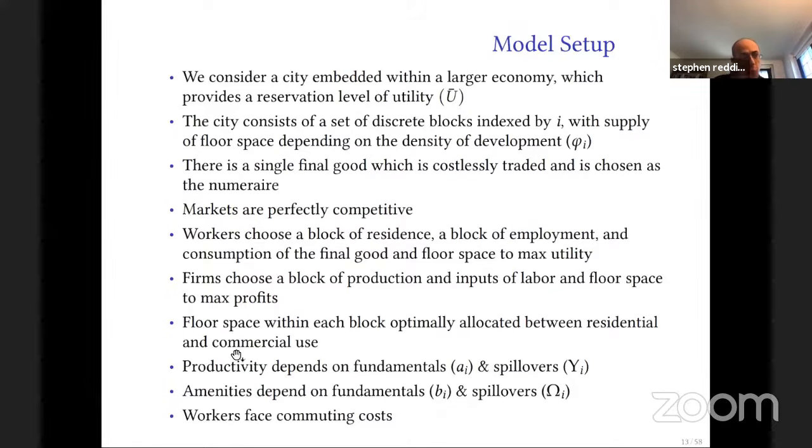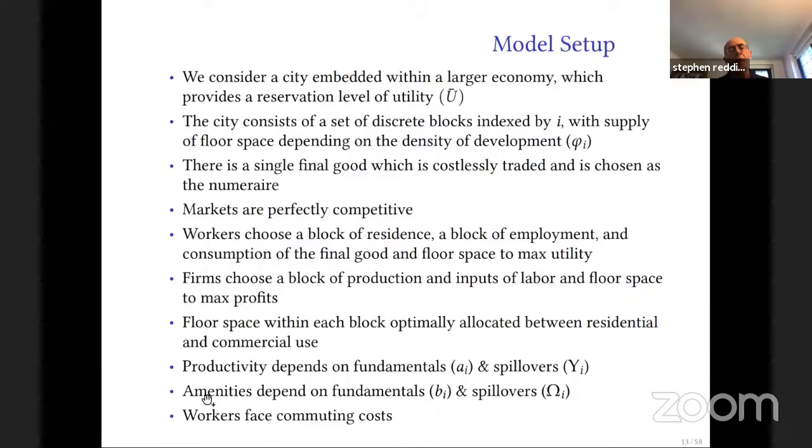As we discussed, we want to connect with the data. So we want to allow for the fact that productivity can be different in different parts of the city for exogenous reasons, like some locations have access to water, other locations don't. And we're going to denote those exogenous differences in productivity by little a, and I'm going to call that production fundamentals, the exogenous reasons why some places may be better places to produce than others. And then there are also going to be some endogenous differences in productivity across locations. They're going to come from spillovers in production, from agglomeration forces in production. And I'm going to denote those with this Greek symbol upsilon, which looks like a capital Y.